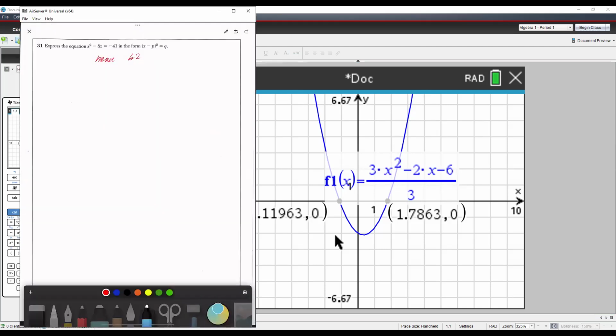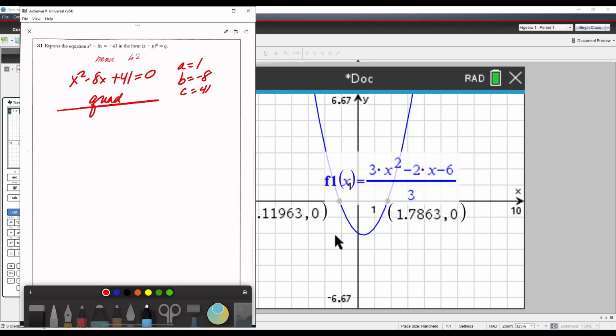In the next question, they've given us a quadratic equation and they want us basically to complete the square. All we're going to do is use the quadratic formula and solve it using menu 62, and that gives us everything we need. This is x squared minus 8x plus 41 equals 0. A is 1, B is -8, C is positive 41. Make sure you use the quadratic formula.